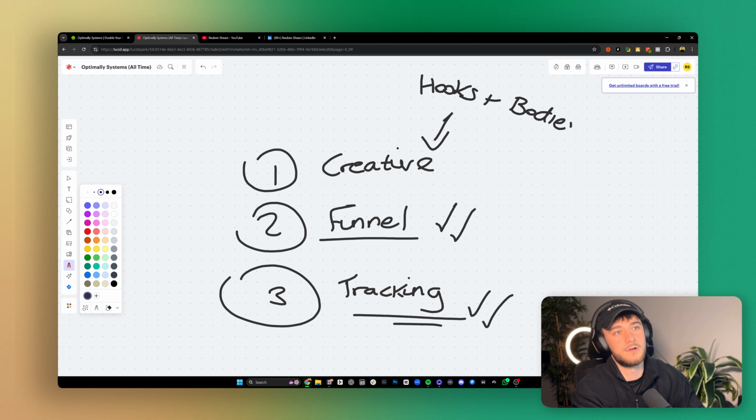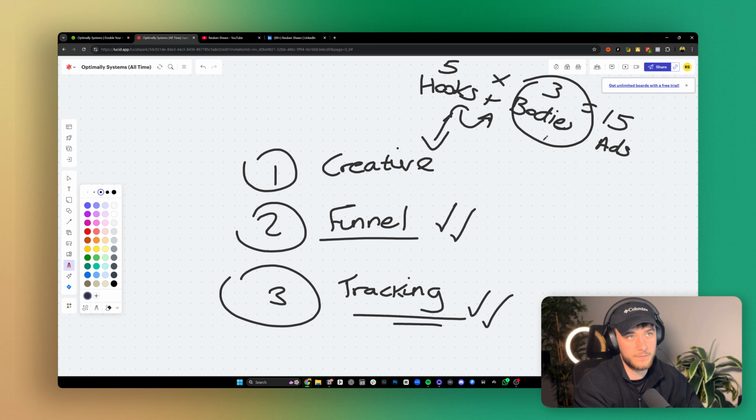So you're going to test more hooks than bodies, and then you're going to connect them up so that you have a multiple of a certain amount of creatives, right? So if you say you record 5 hooks and 3 bodies, you can multiply them together and you're going to have 15 ads that you can test. You can put it in 3 ad sets, 1 for each body, and then that'll keep it nice and linear. So that's what that looks like. I just need to do that. It shouldn't be too difficult.